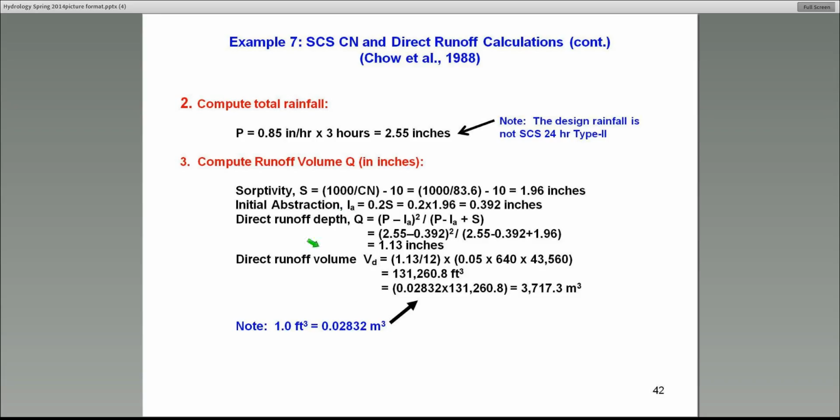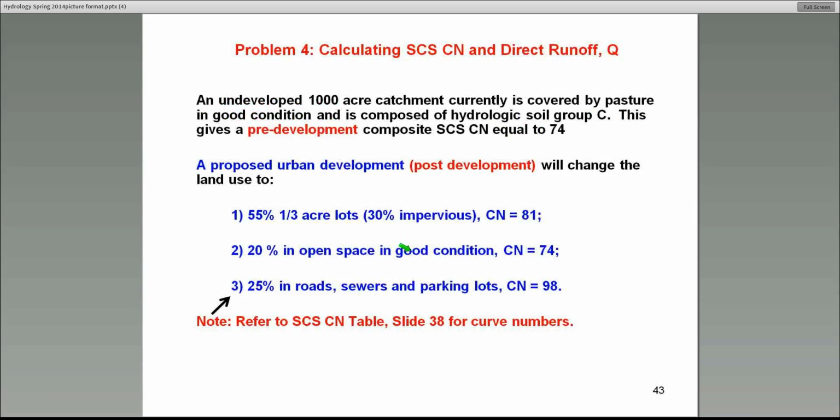Now remember, I can convert this into cubic feet or whatever unit I choose. In this case, I just asked you what the volume represents in cubic feet. That's just to show you how to convert a depth to a volume. Obviously, areas will be involved in that computation. In this case, since I'm going into cubic feet, 0.05 square miles times 640 times 43,560 converts into square feet of area. And multiply that with the depth in inches, you get cubic feet. Okay? Now, please work on this problem.